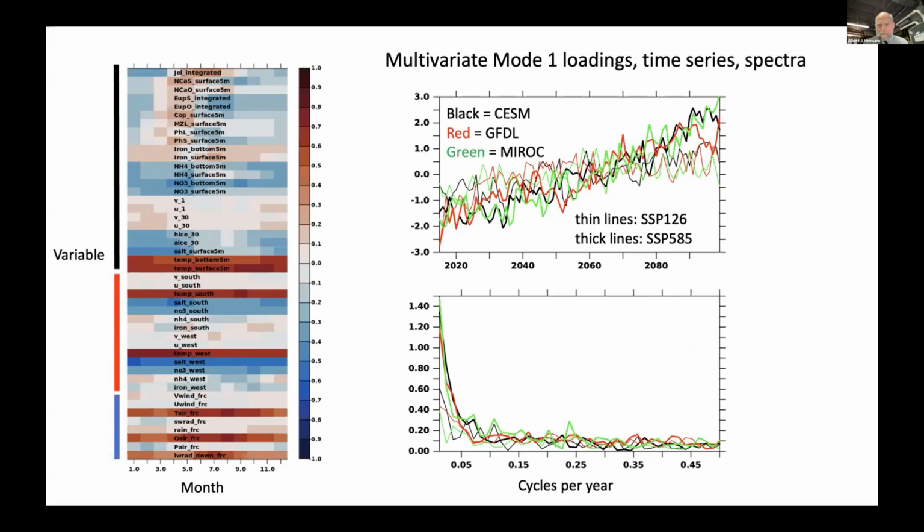And basically what you're seeing here with the thick red, green, and black lines, under SSP 585, is a whole bunch of things rising and falling together over time. And this is the pattern of how things rose and fell together for all the different variables and all the different months. The bottom graph just shows a spectral analysis of the time series in the top panel.